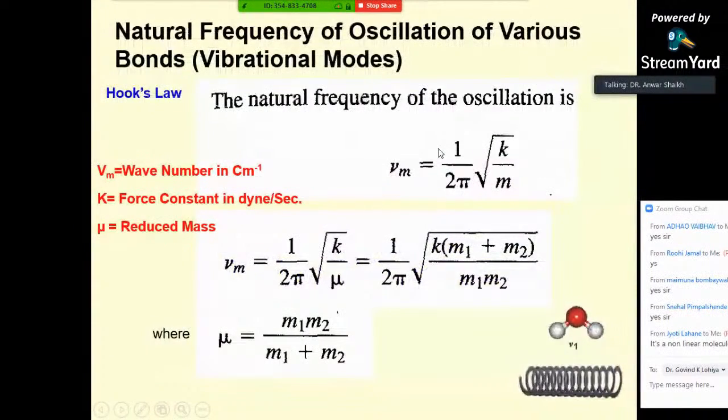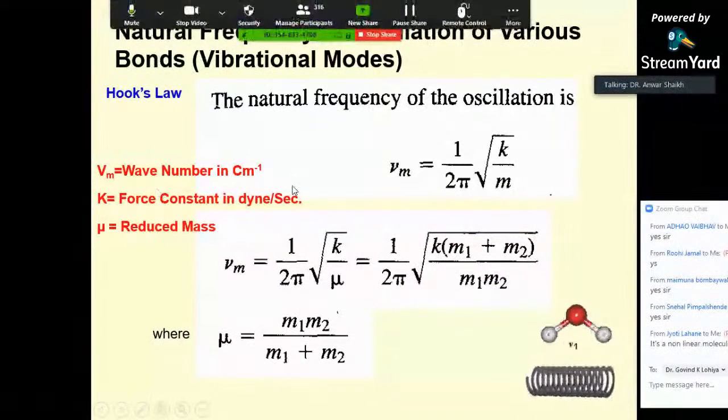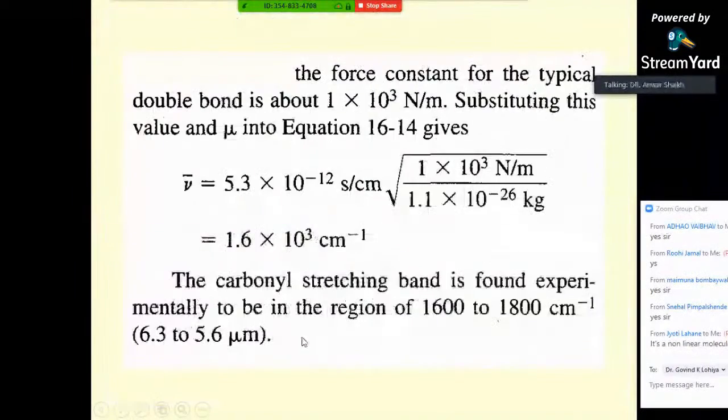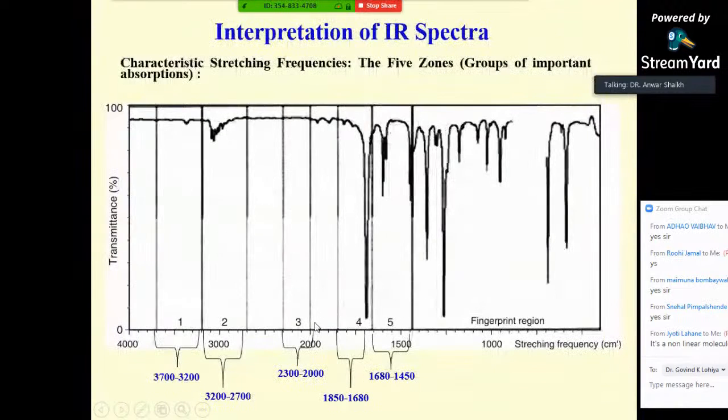Here I will not go through how the frequency is calculated using Hooke's law, because it is not part of this, but there is a formula by which, for example, the carbonyl stretching of a ketone is 1710, for carboxylic acid 1715, and for amides it is less than 1700, 1600 something. Where all this is calculated from is Hooke's law. We'll not go through it, we'll directly go to the interpretation of the IR spectra.